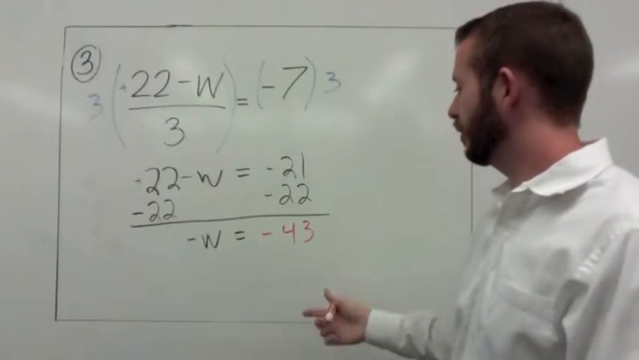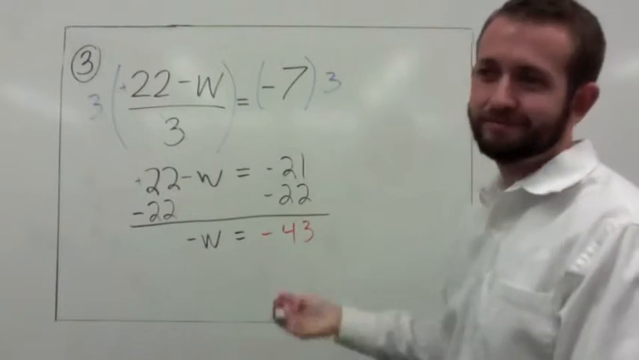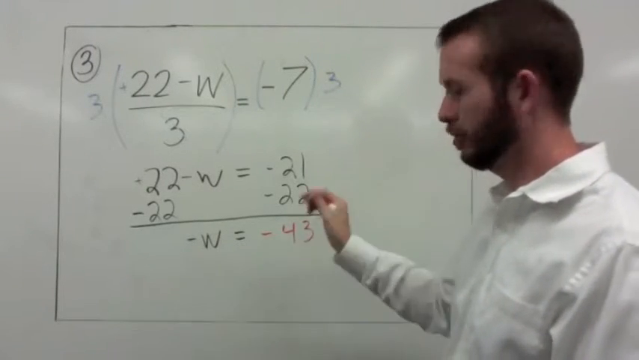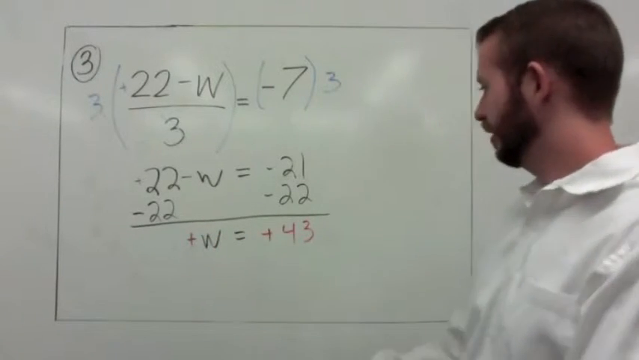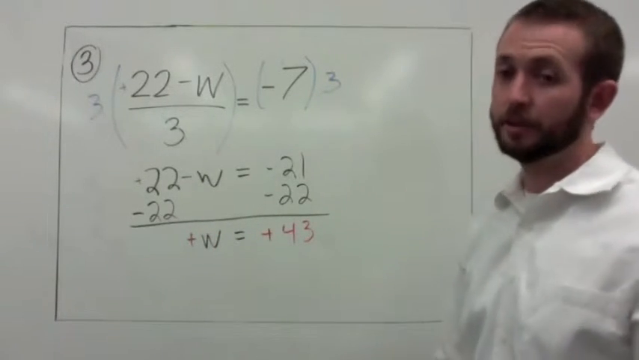At this point, I have negative w equals negative 43, and you just go ahead and divide by negative 1 or multiply by negative 1, or you can just do this. Positive w equals positive 43. Ta-da! That's our answer. w equals 43.